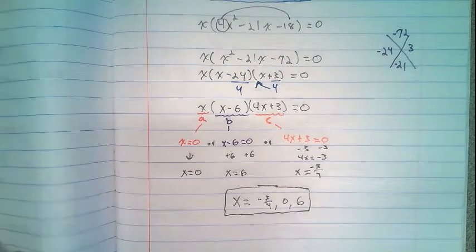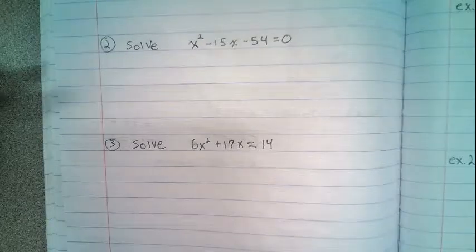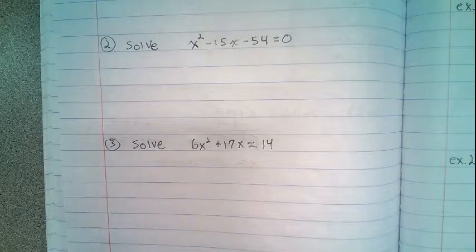You have one problem to do on your own on the left side. You're going to be solving 6x squared plus 17x equals 14. Have your teacher check your answer for this one, and all 3 if you hadn't already, and move on to the practice part of the lesson.